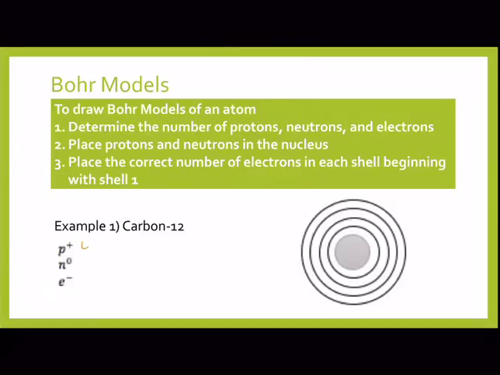So to draw Bohr models of an atom, determine the number of protons, neutrons, and electrons. So carbon has 6 protons. 12 minus 6 gives us 6 neutrons, and we have 6 electrons. So write your protons and neutrons in the center, and then place the electrons in the shell. So our first shell can have 2 electrons, and we have 4 left, and those will go in our second shell.